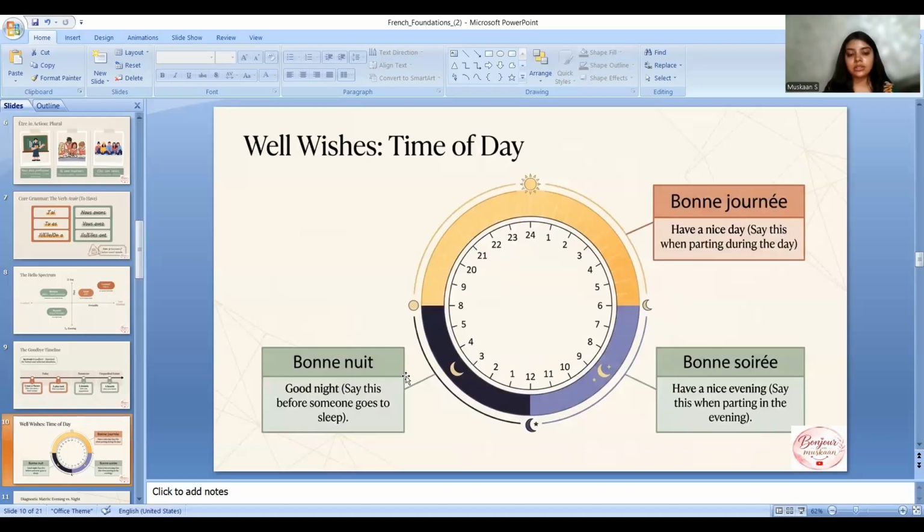And the good night, how do you say good night? Good night is bonne nuit. Say this before someone goes to sleep. So first one was bonjour, have a nice day. Bonsoir, have a nice evening. And bonne nuit, good night. Once again, bonjour, bonsoir, bonne nuit.